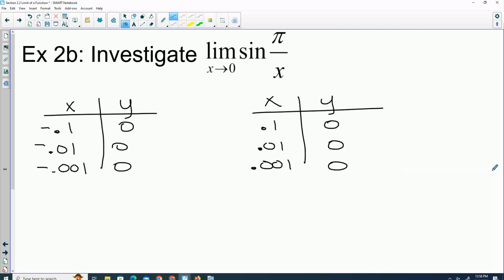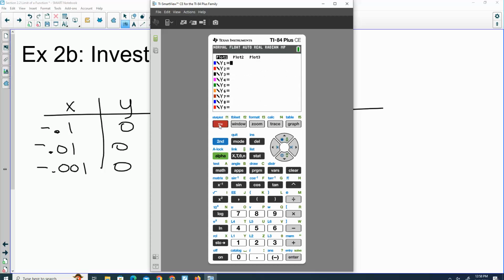Okay, so what do we think the answer is? No solution. Why? Because you can't have a 0 in the denominator. But we're not asking that, we're saying as we approach. Let's look at it. If we graph sine of pi over x, oh, it's at an asymptote, isn't it?